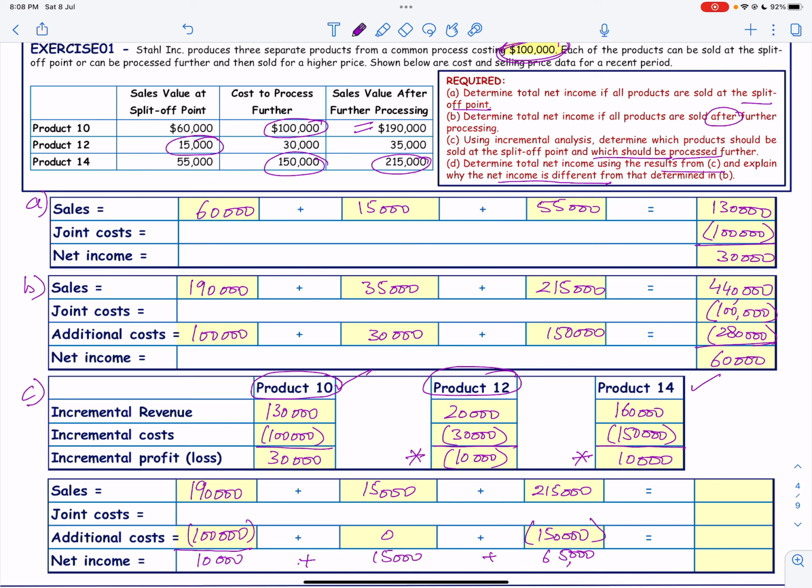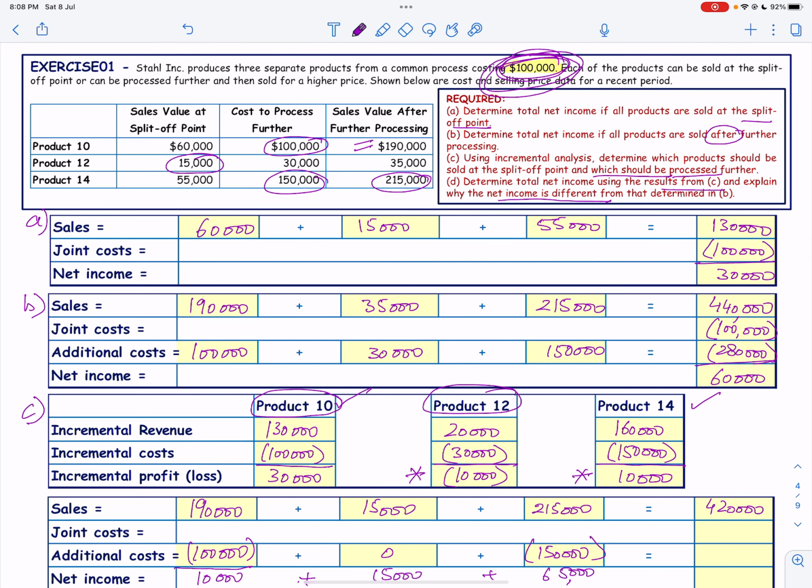So the total sales is 420,000. The joint cost will be the same, that is 100,000, and the additional cost will be 100 plus 150, that is 250,000.